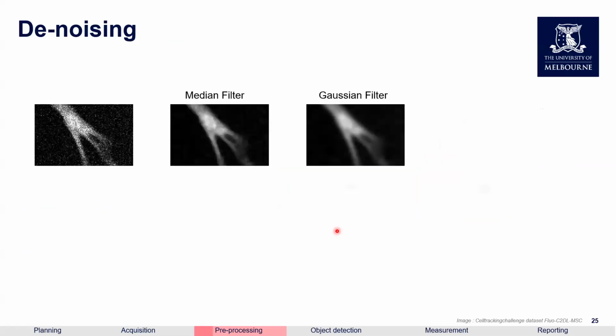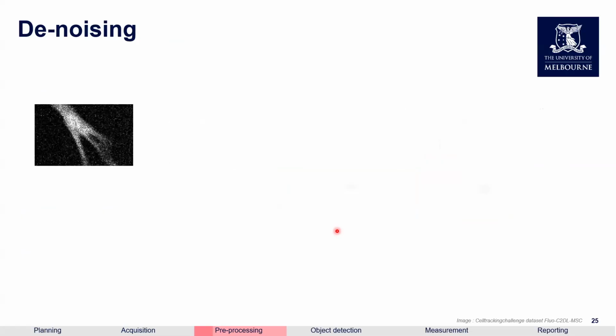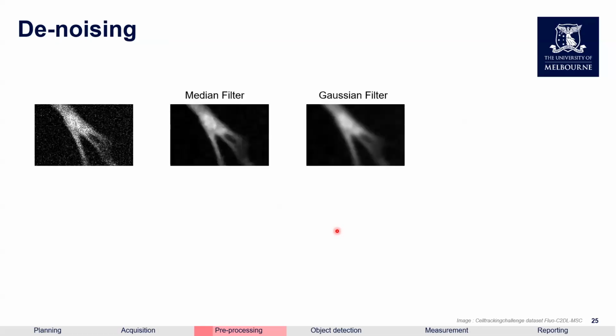And the first thing to consider is denoising. Every microscope image contains noise that is mainly coming from the electronics of the acquisition system. This noise can be a problem in object detection. And the common options to reduce noise are using image filters, such as the median filter or Gaussian filter.